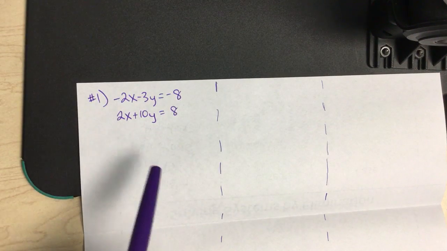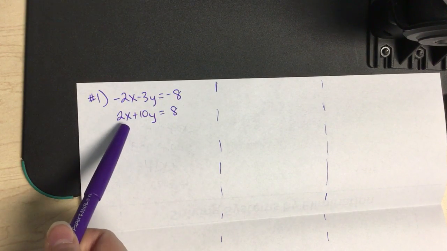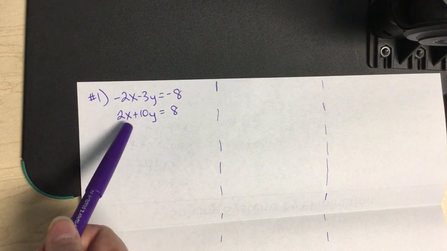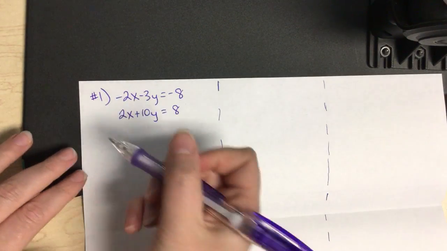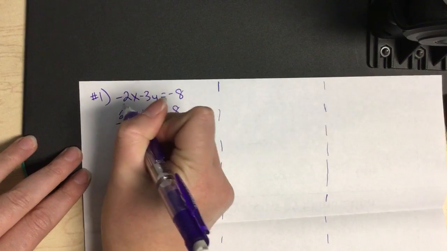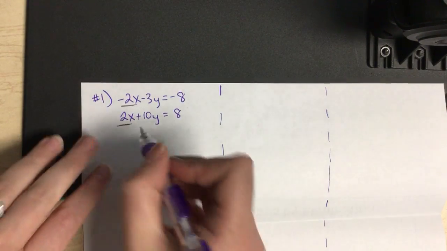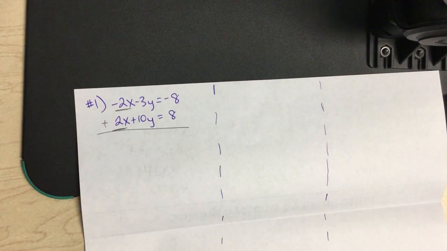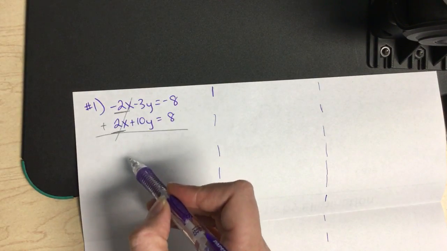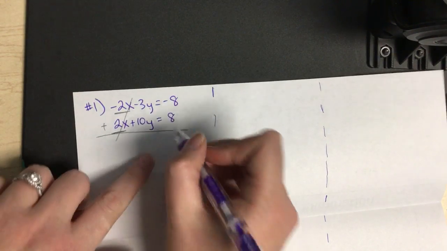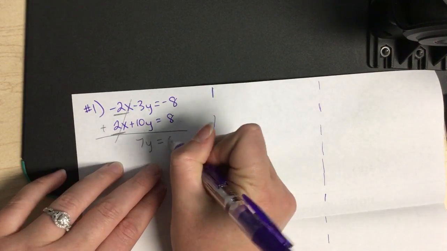So here's the trick. This is what we're looking for. We're looking for the same number for x and y, but one being positive and one negative. So do you see how this is a positive 2 and this is a negative 2? This is exactly what we want, because when we add these together, positive 2 and negative 2 add to make 0. So in other words, they cancel out. So we're going to add them just like you would in elementary school. They're stacked on top of each other. So these two add to make 0. Negative 3 plus 10 would be 7y. And then negative 8 and positive 8 add to make 0 as well.